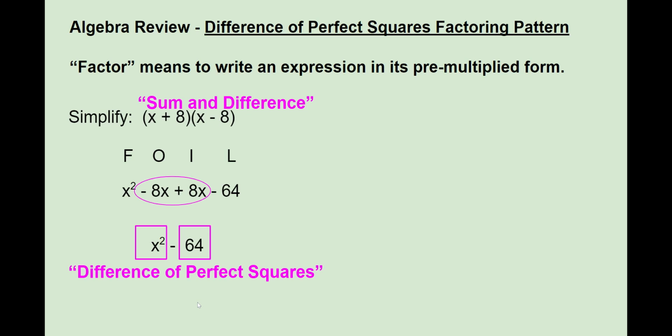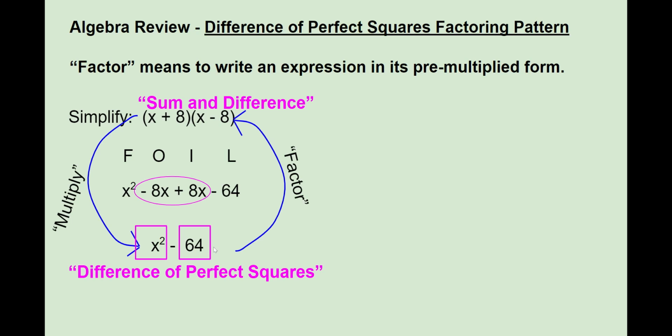All right, so these two phrases are important. They are related to one another. So if you start with a sum and difference pattern and you multiply it out, you end up with a difference of perfect squares, which means if you start with a difference of perfect squares and are asked to factor, then its pre-multiplied form is going to be a sum and difference.